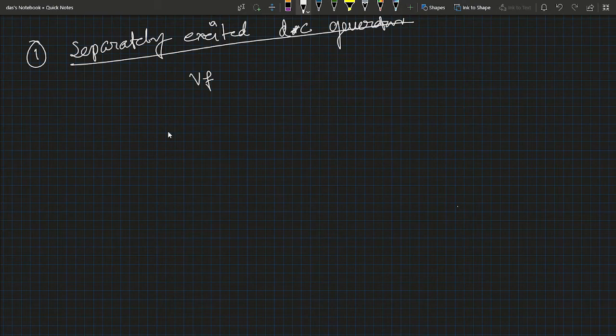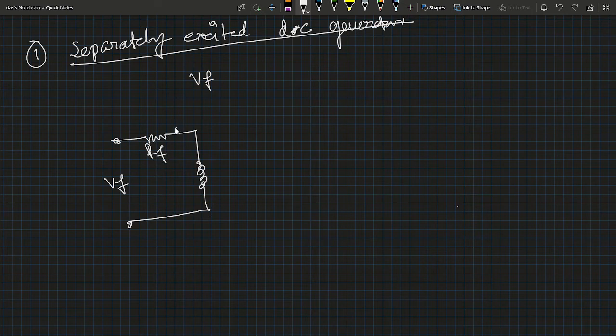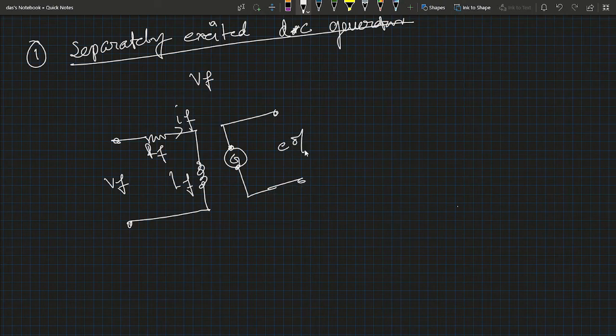So first of all, what is the circuit diagram? The equivalent circuit diagram looks like this: the input voltage, the field resistance RF, the field current IF, the inductance L, and here the generator G, and from here the output equals E. E is the output. Okay.